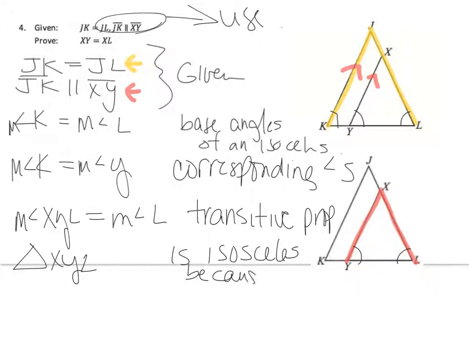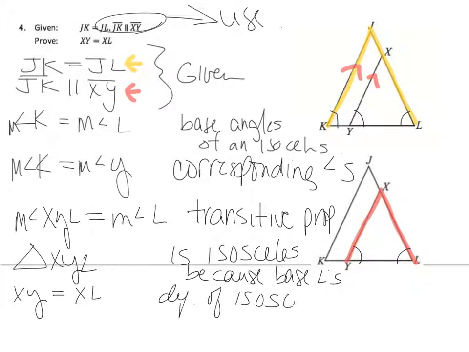Because you have base angles are congruent, you can say that side XY is equal to XL because they're isosceles. As a note, you can also say that when you have two base angles that are congruent, we've learned that if base angles are congruent, then the sides opposite them are congruent. So you can use that for a reason too and take isosceles out of the picture totally.